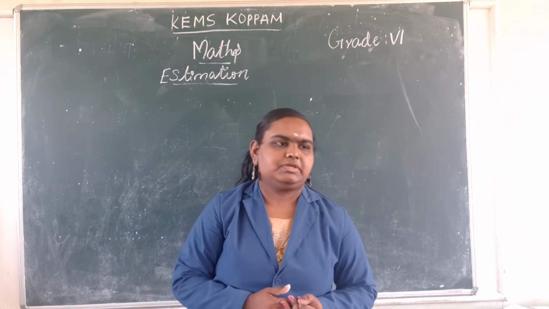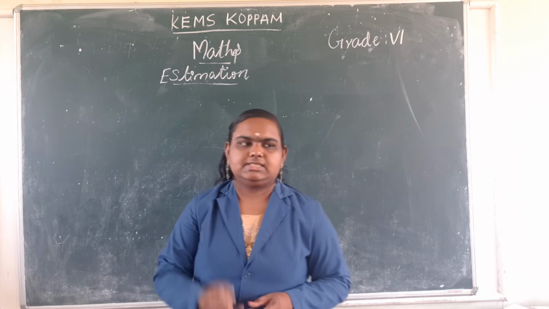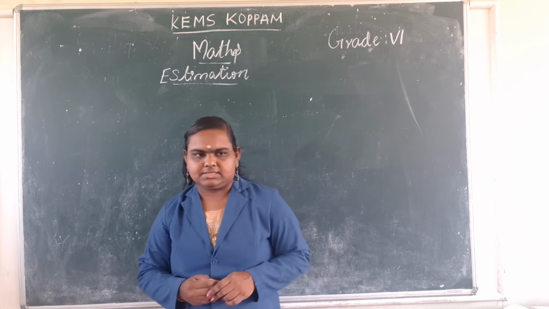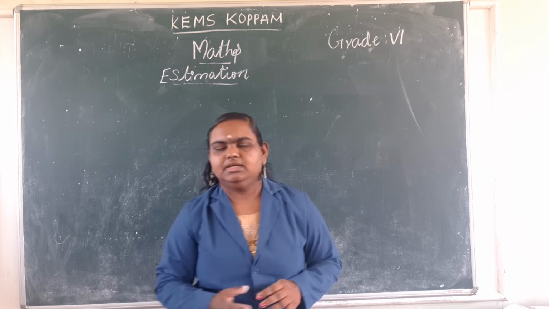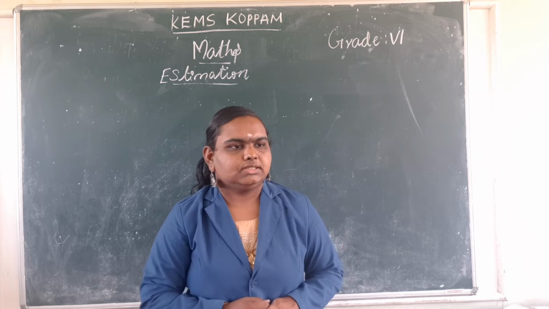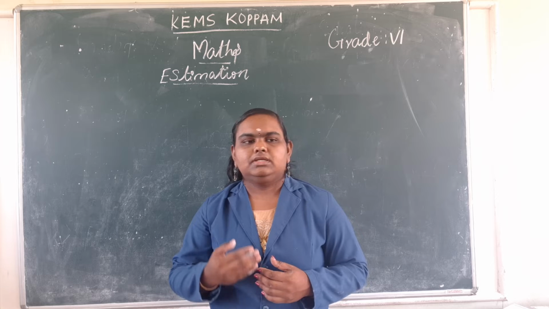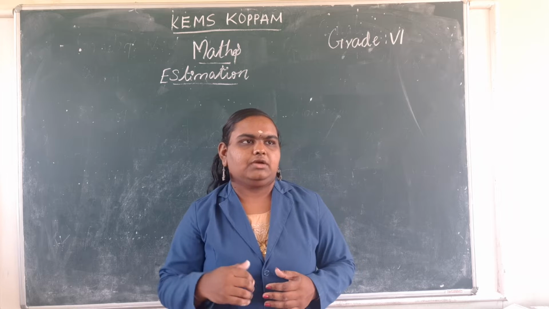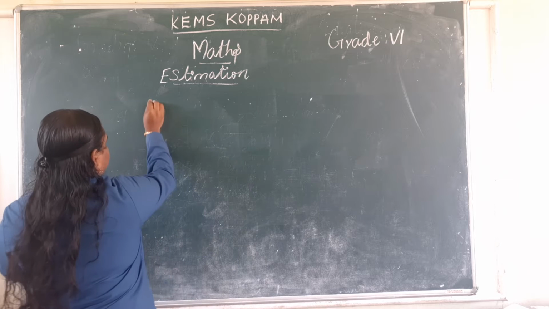We have already learned estimation, how to round off numbers to the nearest tens, nearest hundreds and nearest thousands. You already learned that in the previous class, isn't it? Yes. Today we are going to learn how to estimate numbers while adding and subtracting. First we have to estimate the numbers by rounding off. Then we have to add or subtract. Okay. Let us see the first question.